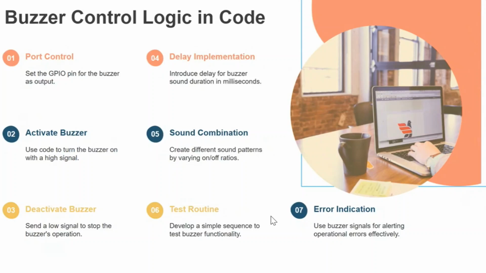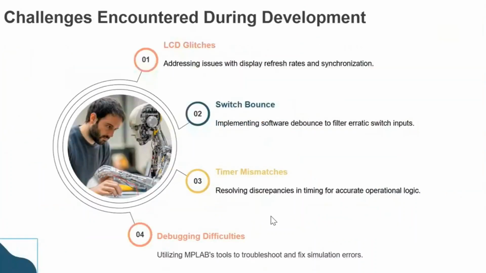Port control. Set the GPIO buzzer as output. Setting activate buzzer. Use code to turn on the buzzer with high signal. Use low signal to stop the buzzer operation. Delay implementation. We need to initialize the delay in milliseconds by passing the milliseconds. Sound combination. Create different sound patterns by varying on and off ratios. Test routine. Develop simple sequence to test buzzer functionality. Error indication. If the error is on, the buzzer will turn on and it will give an audible signal.